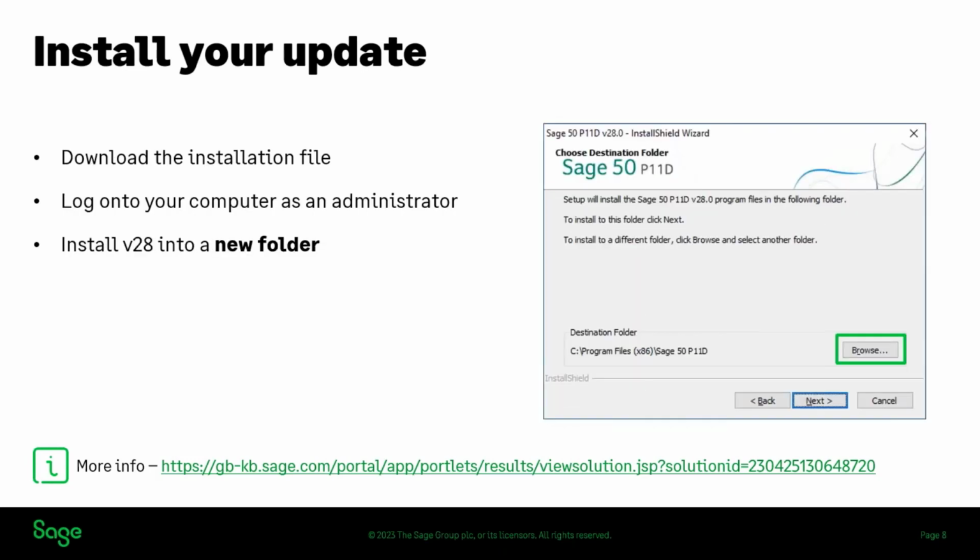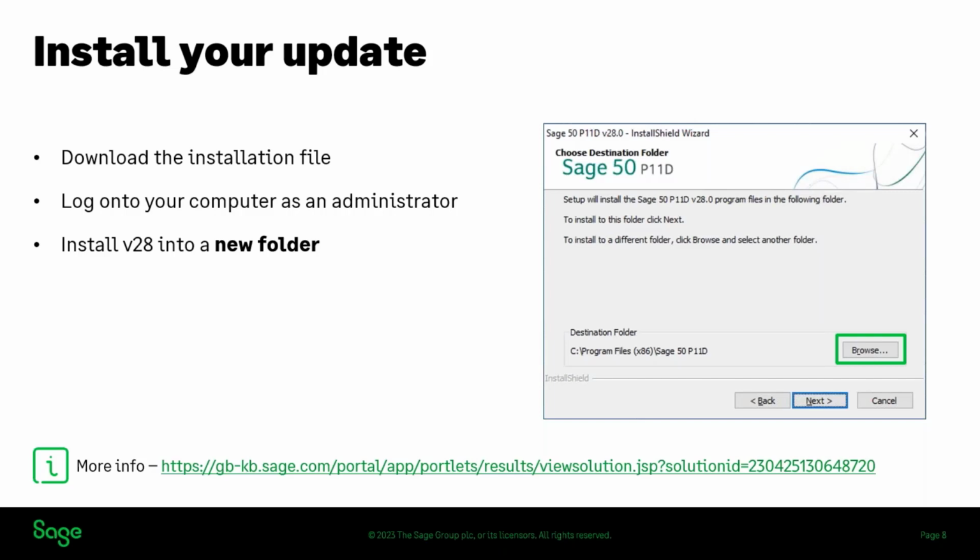And then your next step is to download and install the update. So you will need to download an installation file from our website. You should have received an email recently about this with a link to the download, and it's also available via the link on this slide. You must be logged onto your computer as an administrator, which will give you permissions to install software.